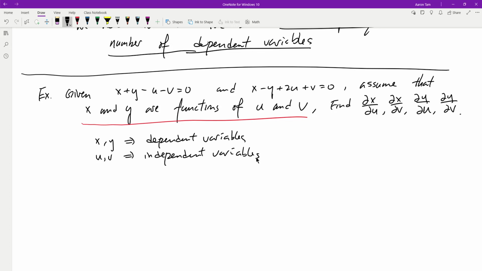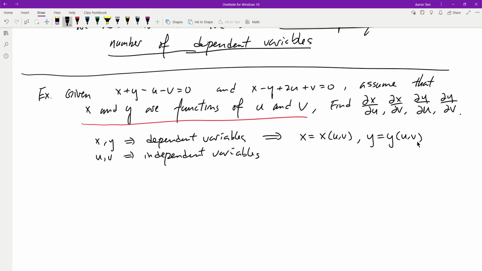Okay? So, what does that mean? When I say x and y are dependent variables as functions of u and v, that implies that x is equal to some function x of u, v, and y is equal to some function y of u, v. So it doesn't mean that x is a function of u and y is a function of v. It means that x is a function of u and v, and y is also a function of u and v.